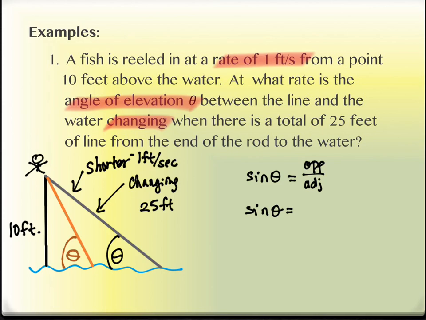Oh, I'm sorry. I just wrote it wrong. Thank you. Keep me straight. There we go. Opposite over hypotenuse. Okay. So the opposite, 10, is the part that never changes. So that's for sure going to be 10.